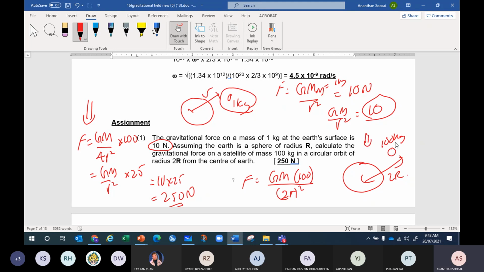Now they are saying the second story, down here. Now a satellite of 100 kilogram is 2r away from the center. How much is the force on that satellite? So force again is GMm over r squared. But now the mass of the satellite is 100, so we put 100, and the distance is 2r, so we put (2r) squared. Expanding, you get GM over r squared times 25. You don't know the mass, you don't know r squared, but you know GM over r squared is actually 10. So we put 10 times 25, and you get 250 Newton. So the weight of the satellite must be 250 Newton.